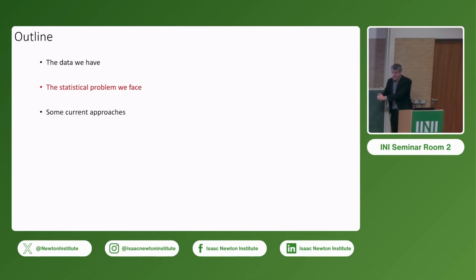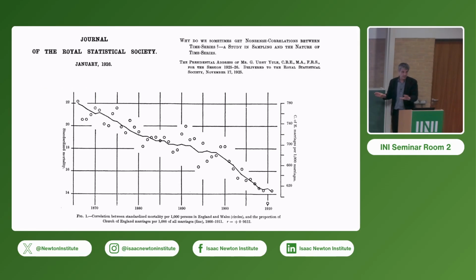All right, so let me tell you now, switching over to the statistics, what are the problems that we face? And the problem, I know I just heard this word used in this same room, the problem is nonsense correlation. So I guess you may know this paper by Mr. G. Udny Yule, CBE MAFRS, delivered to the Royal Statistical Society in 1925, almost 100 years ago.